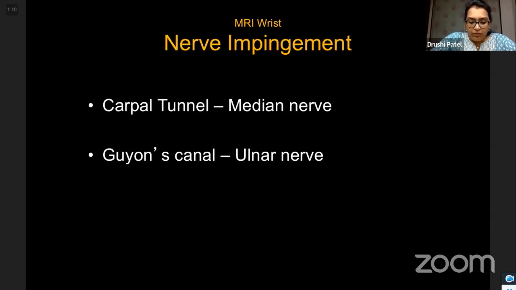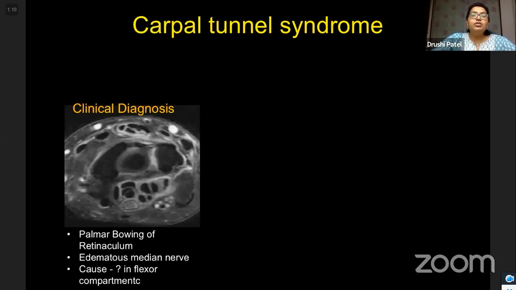So when do these patients come for MR evaluation for nerve impingements? At the carpal tunnel for median nerve and at Guyon's canal for ulnar nerve. Now, carpal tunnel syndrome is a clinical diagnosis, and they don't usually need an MR for the diagnosis. So why do they come? They come when there is failed carpal tunnel syndrome. The patient has already been operated, and the clinical symptoms have not resolved. So they come for evaluation of failed carpal tunnel syndrome.